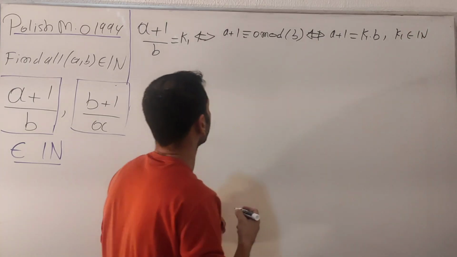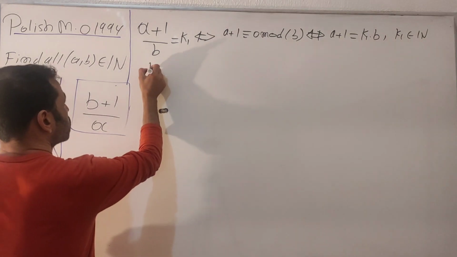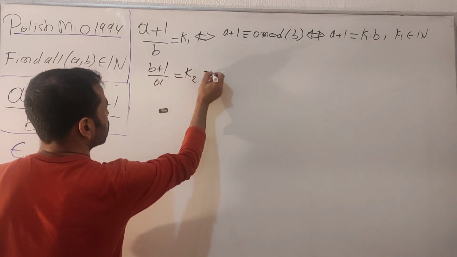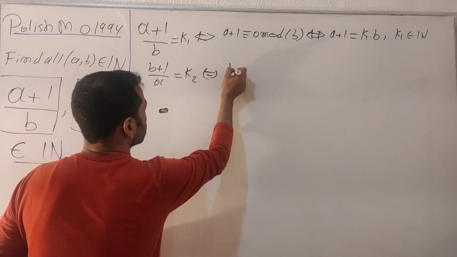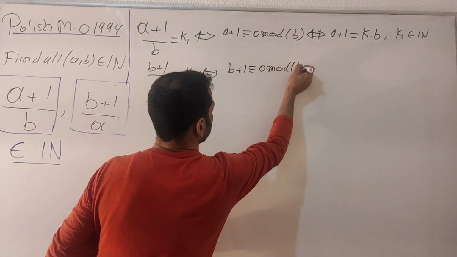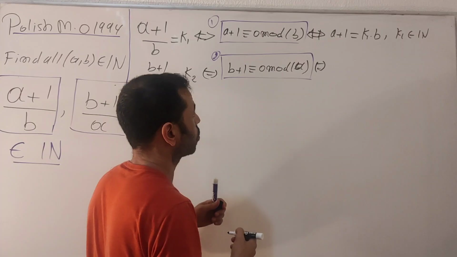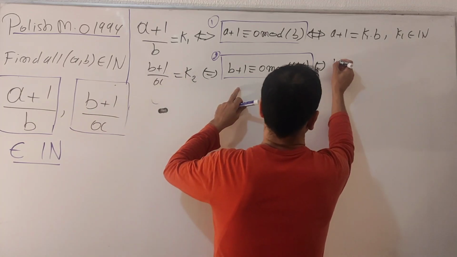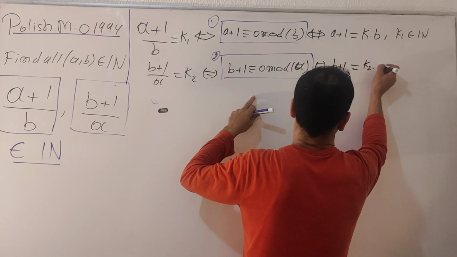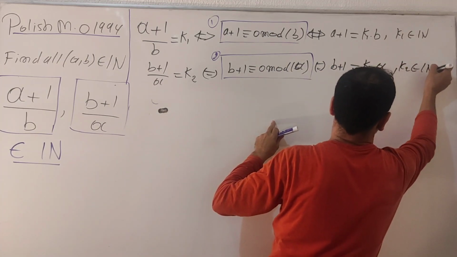I'll make the same argument for the second one. I get B plus 1 over A equals K2, equivalent to B plus 1 congruent to 0 mod A. Here we have A instead of B. Also, this is equivalent to B plus 1 equals K2 multiplied by A, where K2 is some natural number.